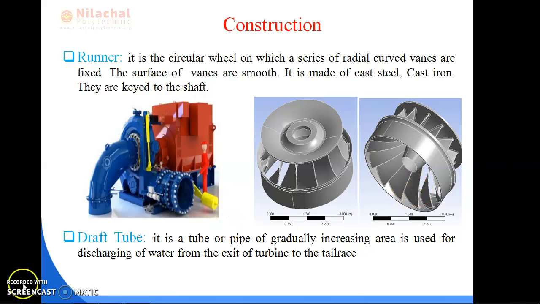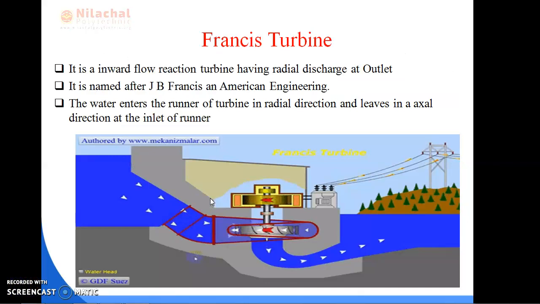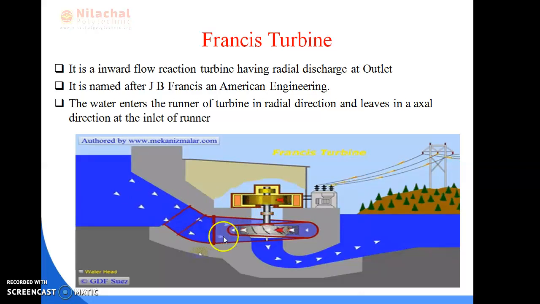of the turbine unit. Generally, this Francis turbine is a medium head turbine. It is named after J.B. Francis, who is an American engineer. In this turbine, we have seen that the water flows through the runner in a radial direction and leaves in an axial direction at the inlet of the runner.